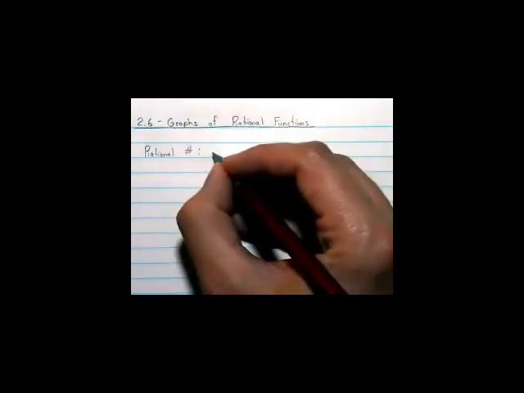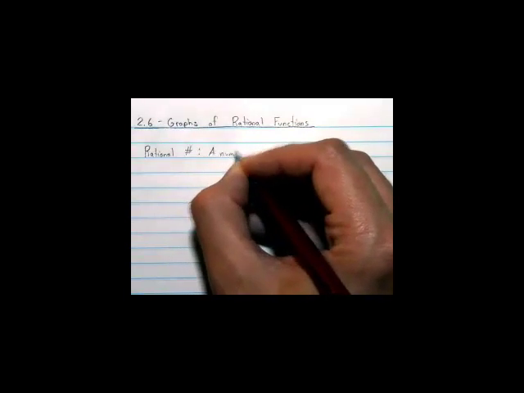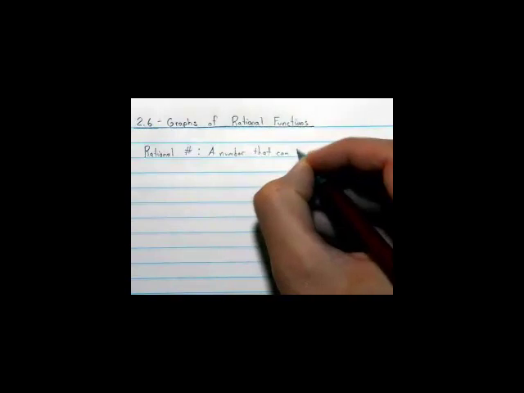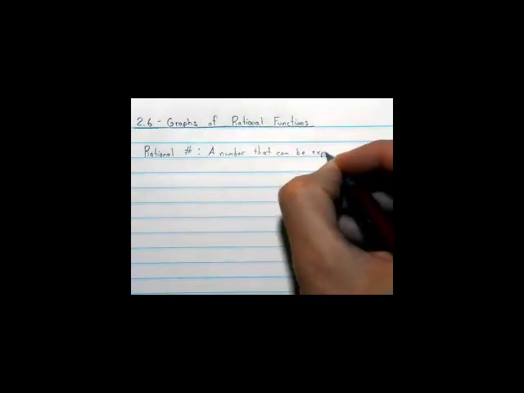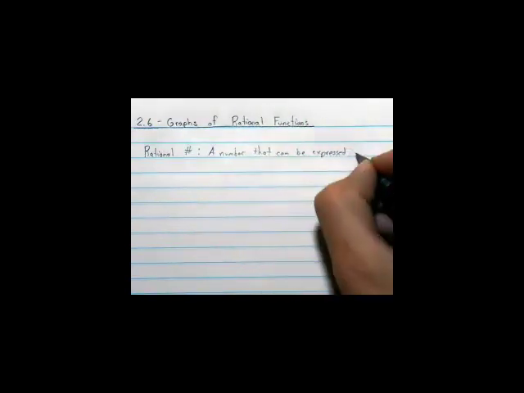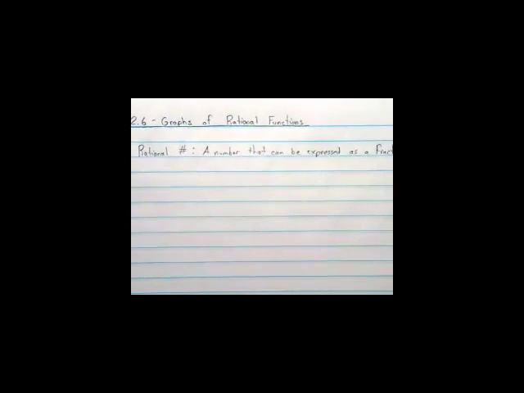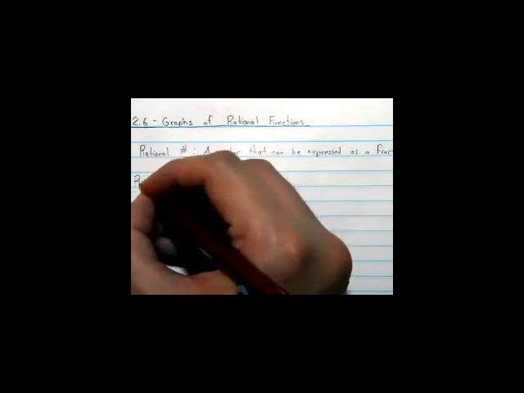We did kind of talk about that when we talked about the rational root test, right? A rational number is a number that can be expressed as a fraction. So we often think of rational as kind of like the fancy word for fraction. Okay, so a rational function is going to look like a fraction then.